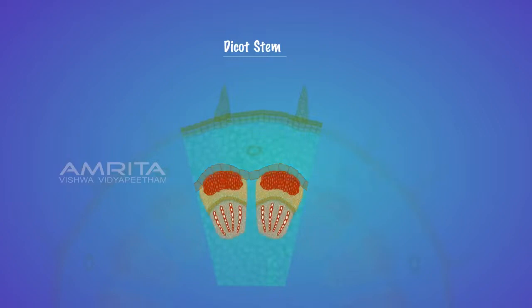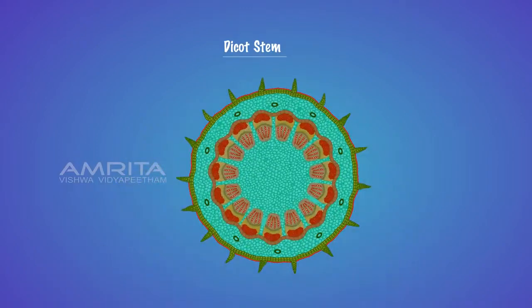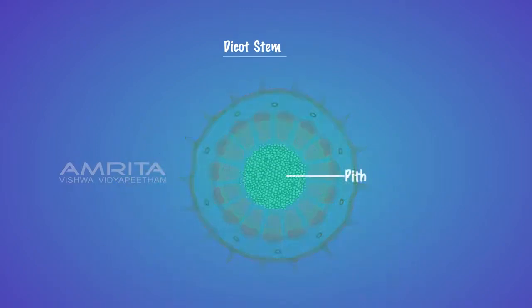Vascular bundles are wedge-shaped and are arranged in a ring, which is an important feature of dicot stem. Each vascular bundle contains xylem and phloem. The parenchyma cells of the central portion of the stem make up the pith.